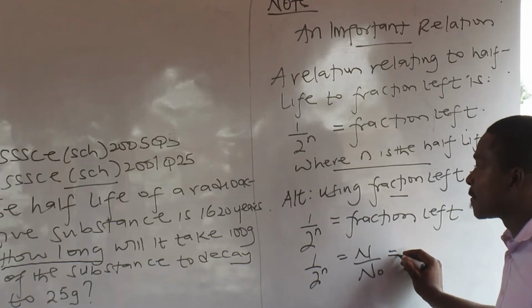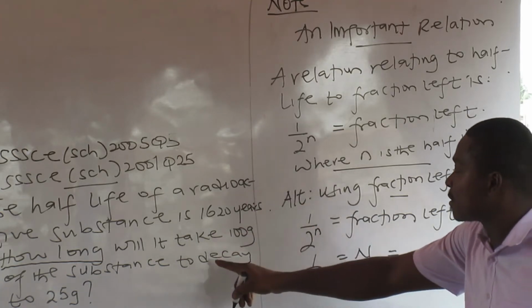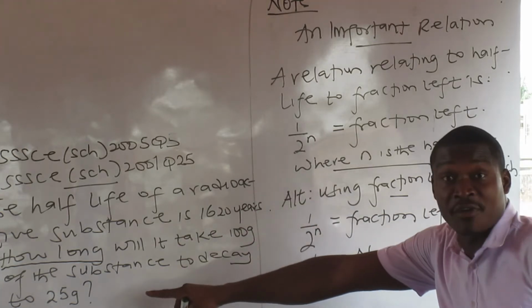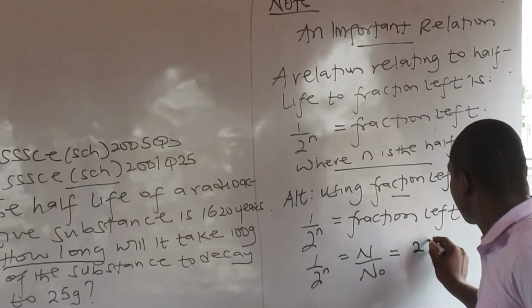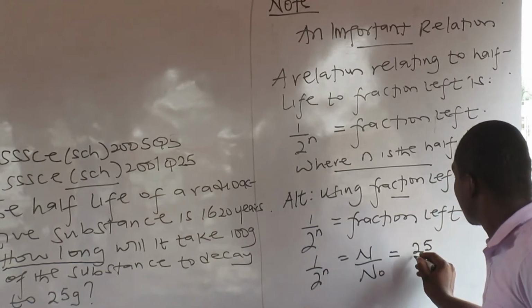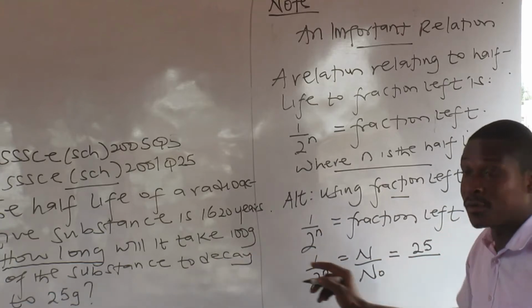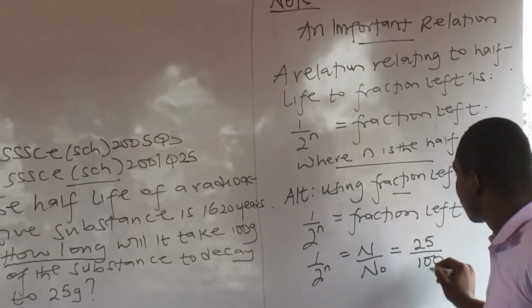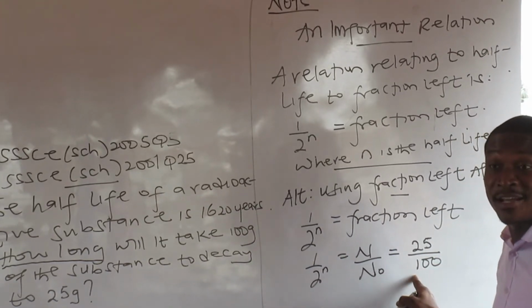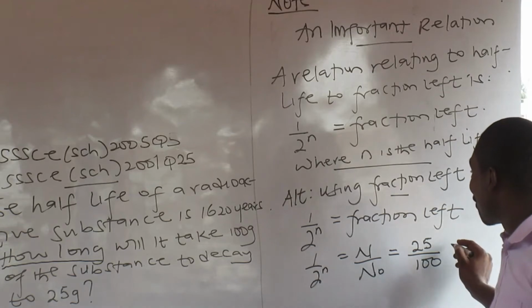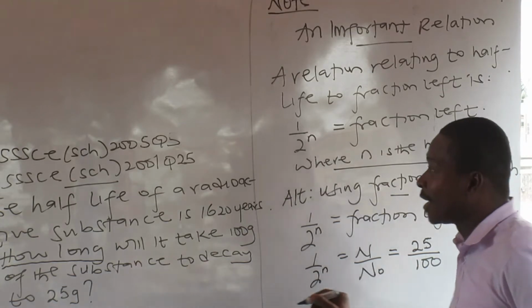Final amount. What was our final amount? That is 100. No, that was 25, right? So 25. Initial amount. So that is what we are seeing here, right? Okay, let me continue here.